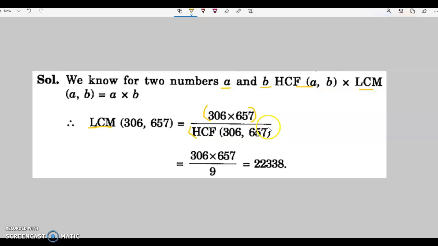So 306 into 657 divided by HCF, that is 9, gives you 22,338. So we have completed the fourth problem of this exercise.